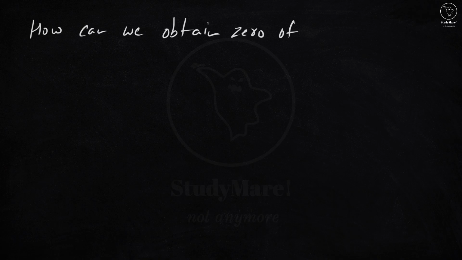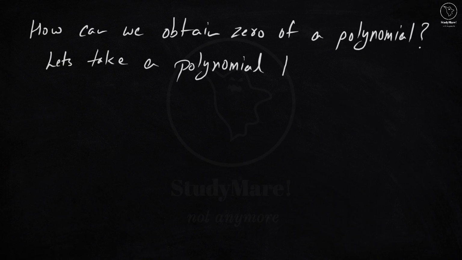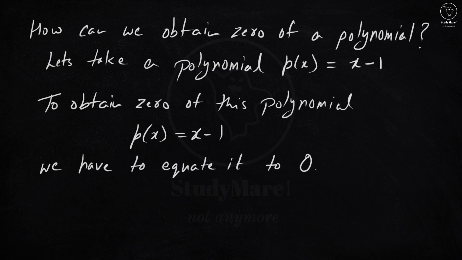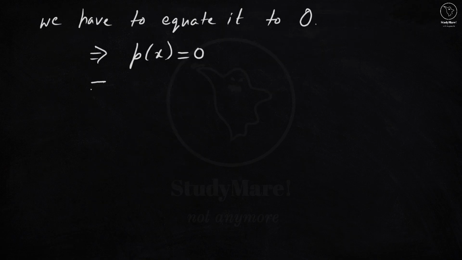Now, the question is, how can we obtain the zero of a polynomial? Let's take a polynomial p(x) is equal to x minus 1. To obtain the zero of this polynomial, we have to equate it to 0. It means p(x) should be equal to 0. Now, here, since p(x) is equal to x minus 1, we can write x minus 1 is equal to 0. Solving it further, we get x is equal to 1.